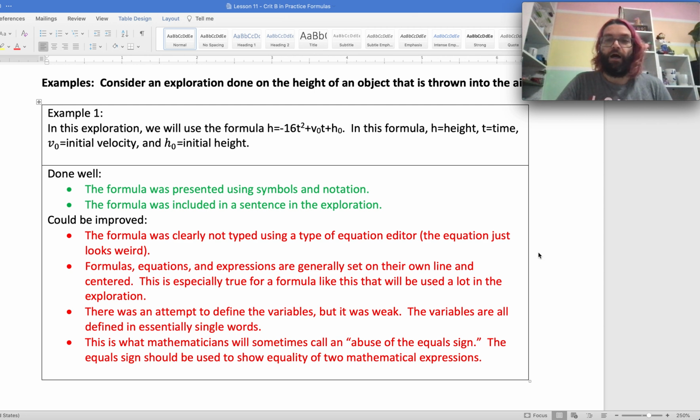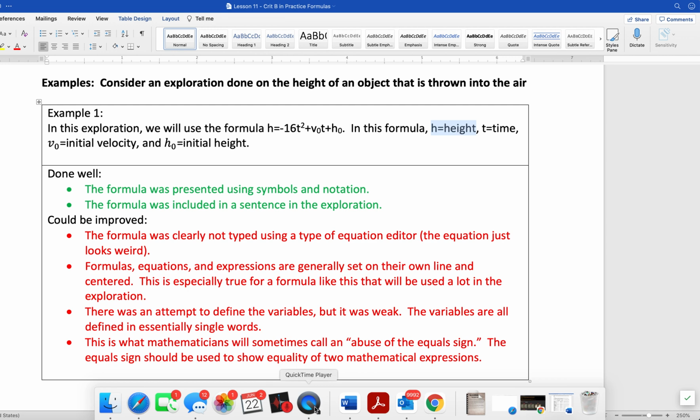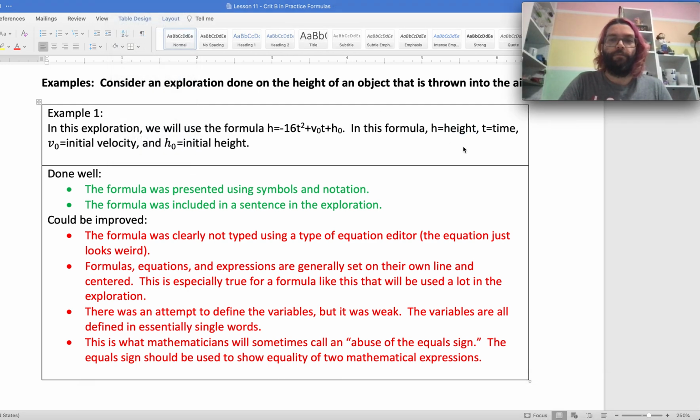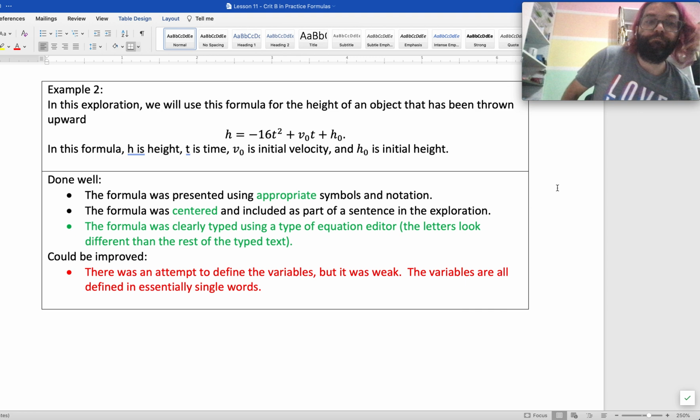There we go. So when you define variables, I would really, really highly recommend that you not do it with the word equals. Instead, write it as a sentence, write it as a little phrase. I don't want this video to be too long, so let's keep going.